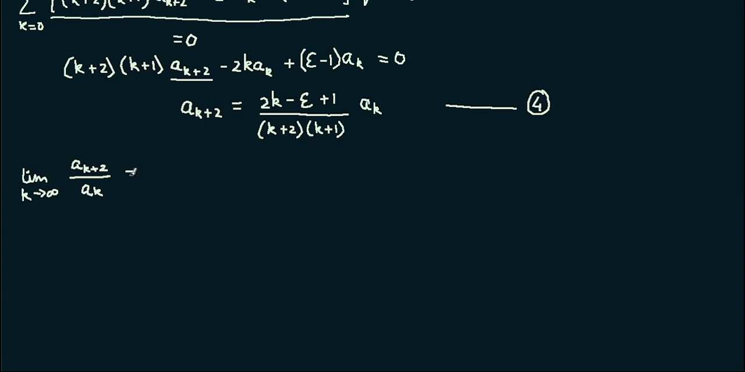Now, that would be approximately equal to 2k over k squared, because multiplying these two together will lead to a k squared term. So we just have k squared, and also this constant over here doesn't matter in the limit. So this would just equal 2 over k.